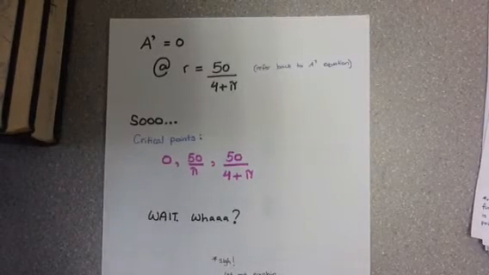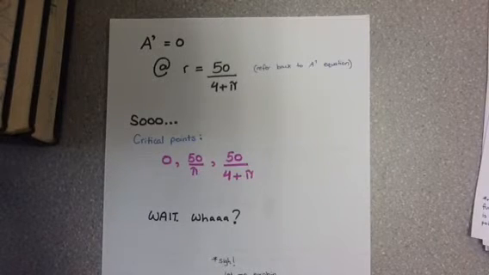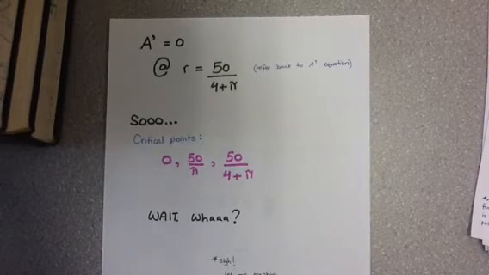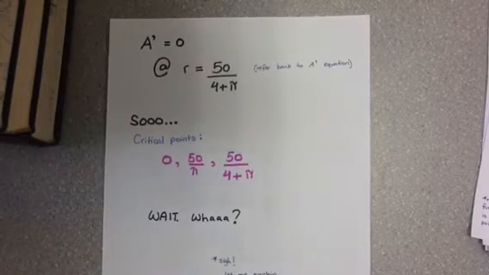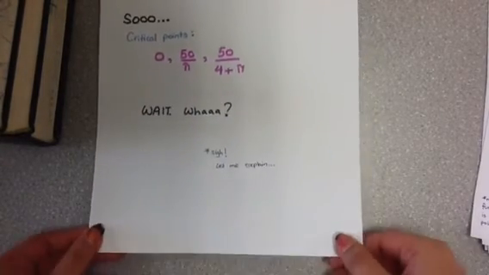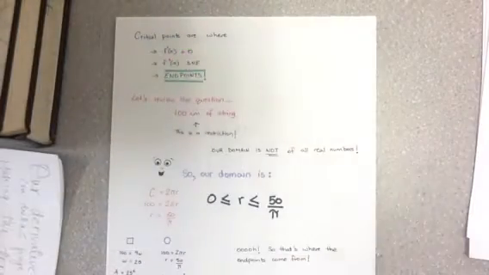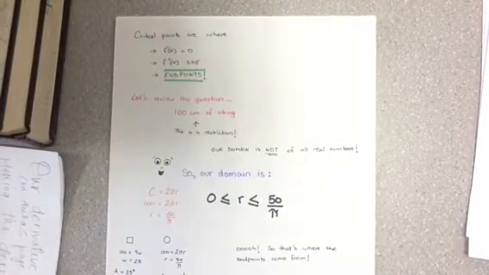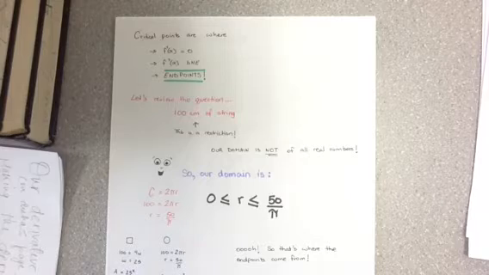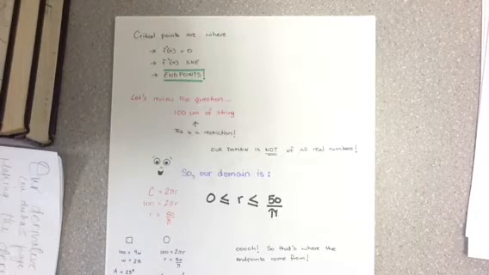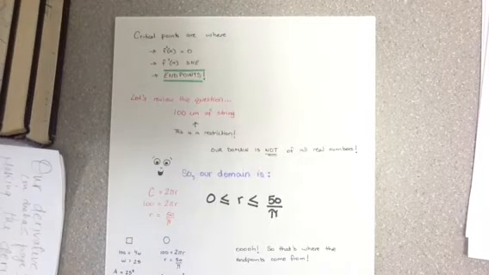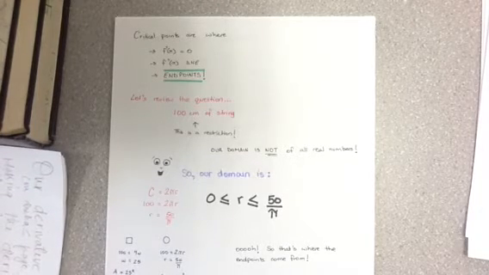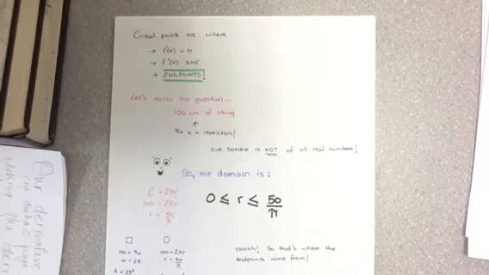Yay, we passed the first hurdle and found three critical points at 0, 50 over pi, and 50 over 4 plus pi. Wait, what? Let me explain. So remember what critical points are. Critical points exist where the derivative of a function equals 0, where the derivative of a function does not exist, and the end points. Let's review the question.